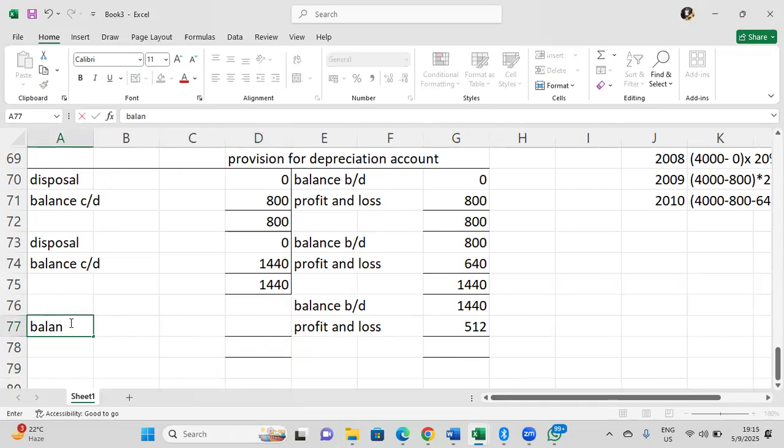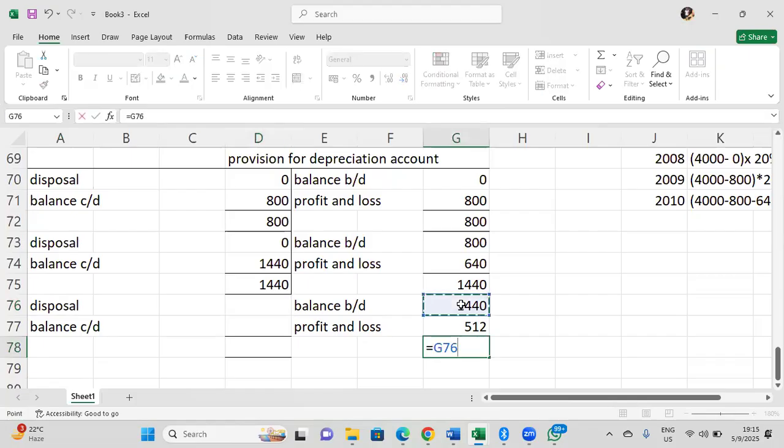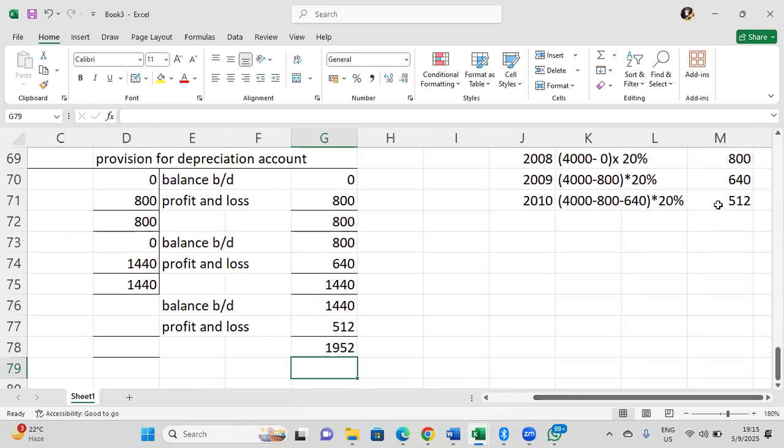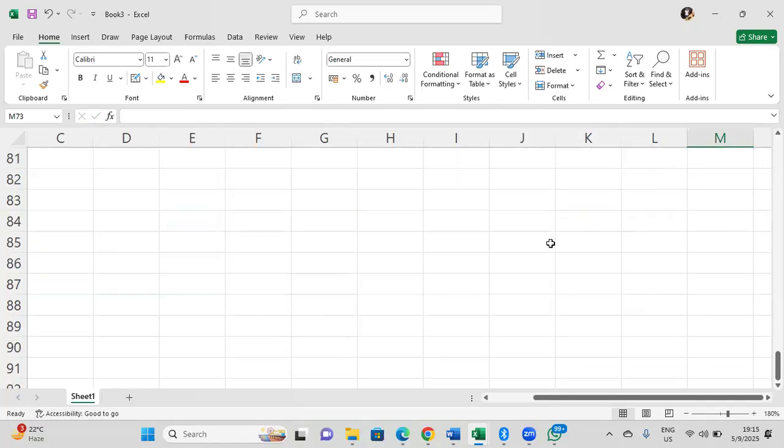Let's have the balance CD. Oh, in the year 2010, that's when we sold. In the year that we sold, we put disposal. And how much is your disposal? The disposal is the total depreciation of the asset we have sold from the day it was bought. So we are adding the total depreciation from the day it was bought. That's disposal.